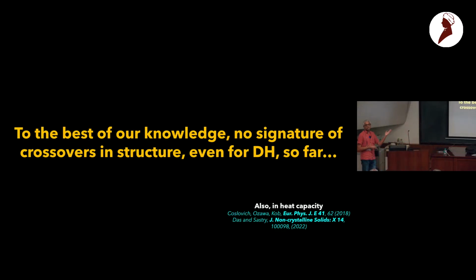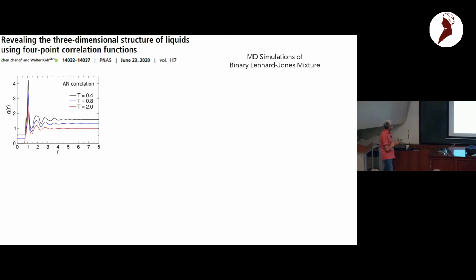So the way we're going to try and approach this problem is to rely on a recently developed approach. It was put forth by Zhang and Cobb about 5 years ago. And the idea is, what I'm showing you here are MD simulations of the standard Lennard-Jones mixture. The pair correlation function is not showing any remarkable change as you cool from T to 0.4.